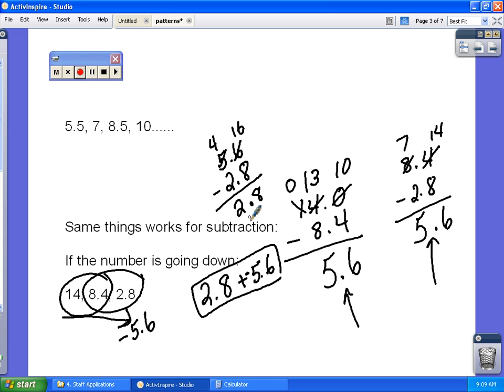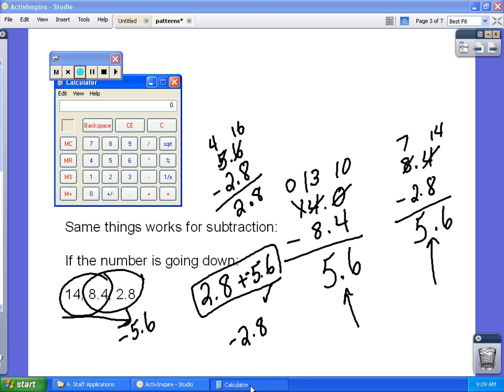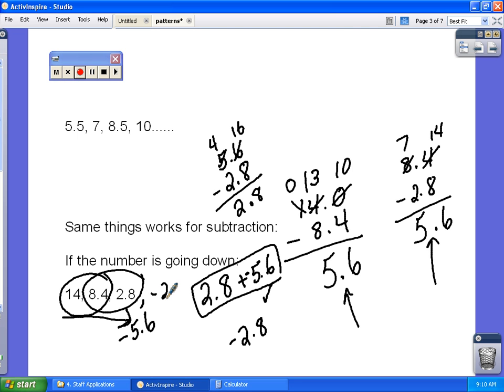And you get 2.8, but remember, because there were more negatives, it's a negative 2.8. You get that same answer if you use the calculator. Watch. 2.8 minus 5.6. So you get a negative 2.8. So you know your answers are then going to be negative.